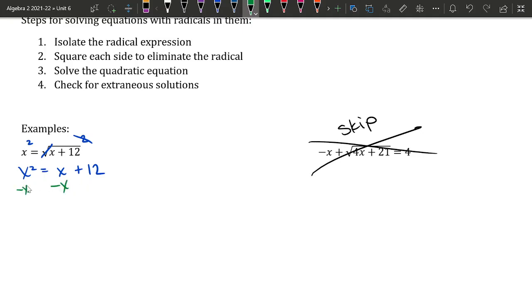So I'm going to subtract x and subtract 12. Move it all to the left. So on the right side it cancels. On the left side now I have x squared minus x minus 12, and it's equal to 0.